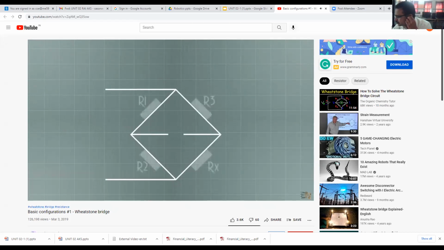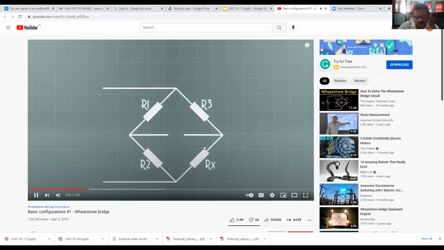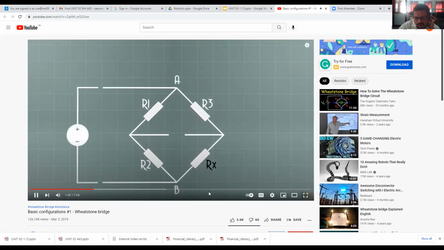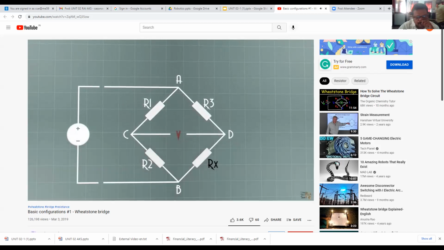This is the configuration of this bridge. We have 4 resistors in the shape of a diamond. We know the value of 3 resistors, but the 4th one is unknown. The supply voltage is connected to points A and B, and between points C and D, we will later measure the voltage drop, so we need a voltmeter.